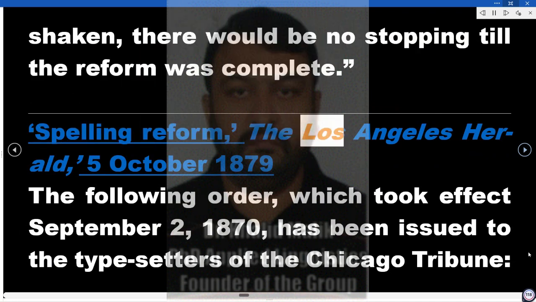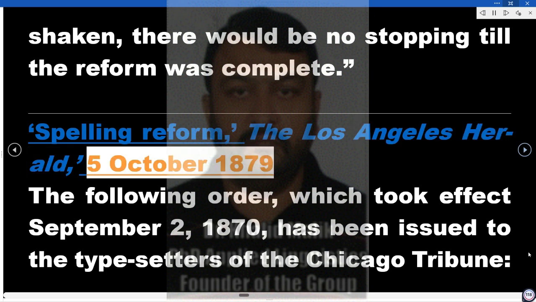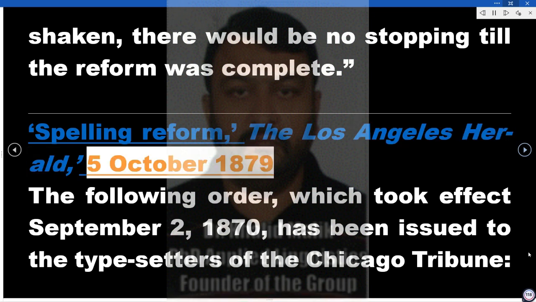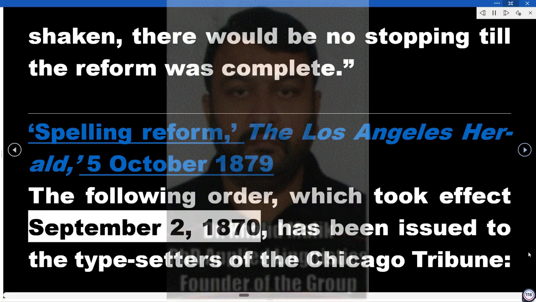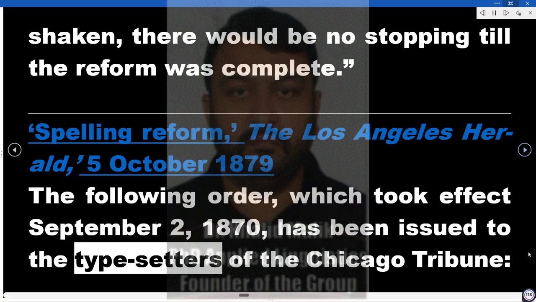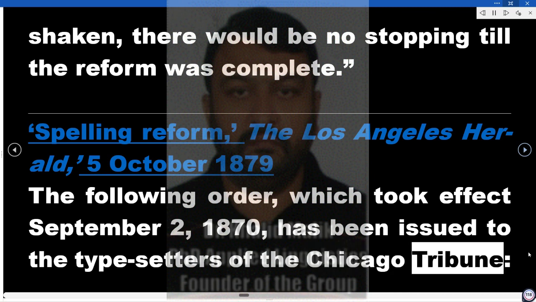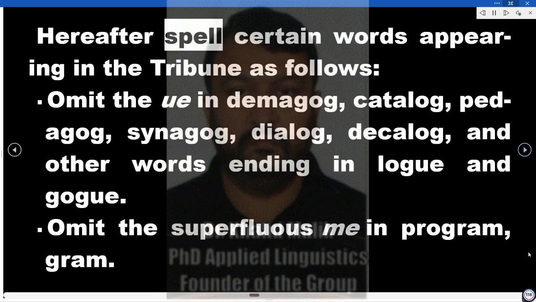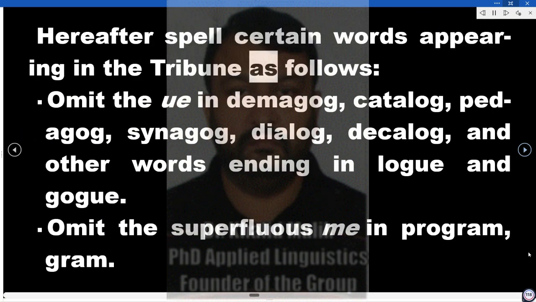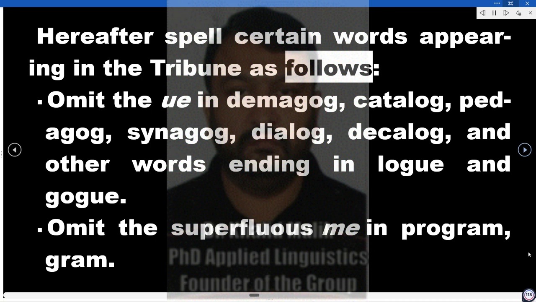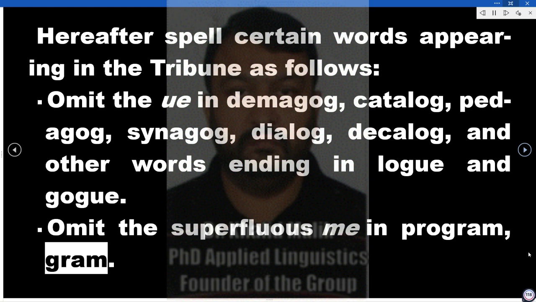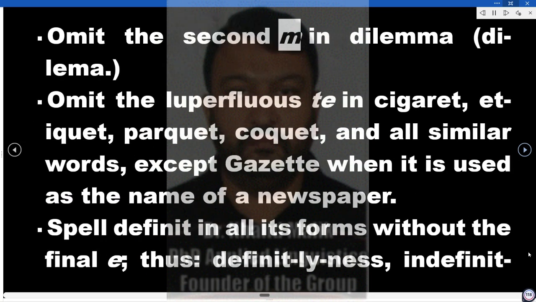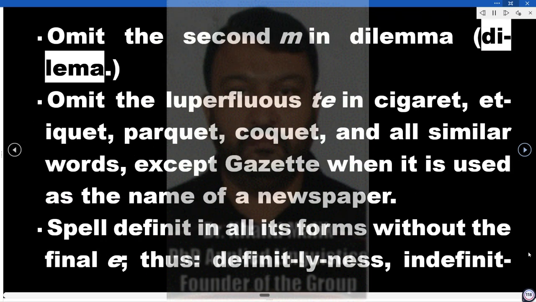Spelling Reform, the Los Angeles Herald, the 5th of October 1879. The following order, which took effect September 2, 1870, has been issued to the typesetters of the Chicago Tribune. Hereafter spell certain words appearing in the Tribune as follows. Omit the superfluous me in programme, gram. Omit the second M in dilemma, dilema.